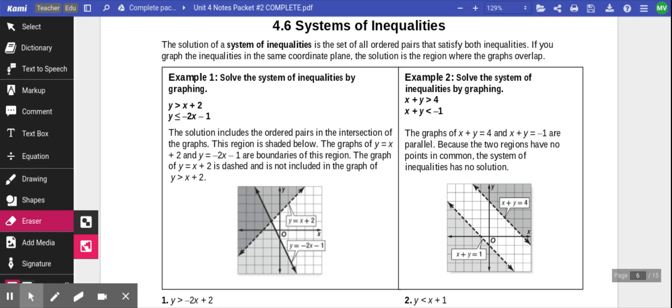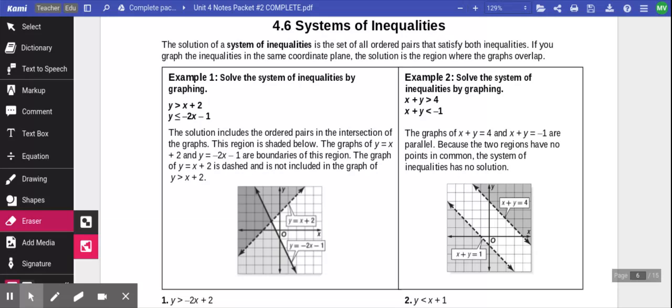Hello, everyone. So before Thanksgiving break, we were solving systems, and that's what we were doing when we did the word problems the past couple of days. So what we're going to do now is solving systems of inequalities. The solution of a system of inequalities is the set of all ordered pairs that satisfy both inequalities.